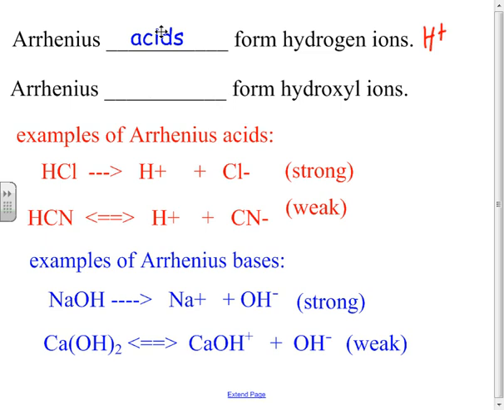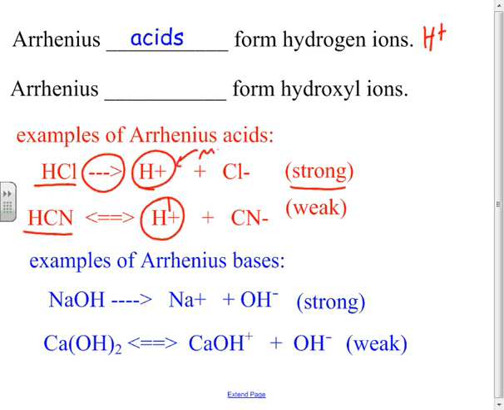Some examples of Arrhenius acids are hydrochloric acid, which forms a hydrogen ion, hence it is an acid. Hydrocyanic acid also forms a hydrogen ion, so it is an acid. Note that hydrochloric acid is a strong acid. It dissociates completely, producing many hydrogen ions, whereas hydrocyanic acid is a weak acid. Because it's in equilibrium, it produces few hydrogen ions. We say the equilibrium position is to the left since it is a weak acid.